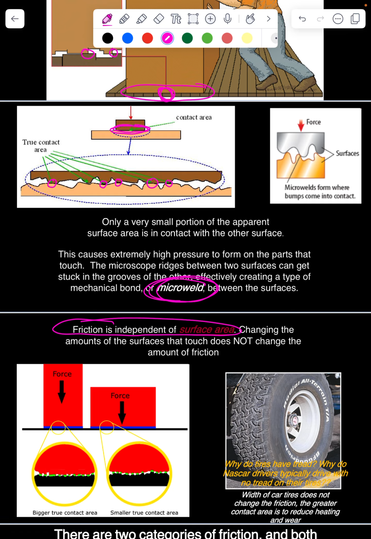Let's say we had a bike tire and a car tire made up of the exact same material on the exact same surface. If they have the exact same amount of force pressing down on them, then they will have the exact same amount of friction acting upon them. Your surface area, how much of that substance you have, does not matter. The only two things that matter are what the two surfaces are made of, and the amount of force pushing those two surfaces together.